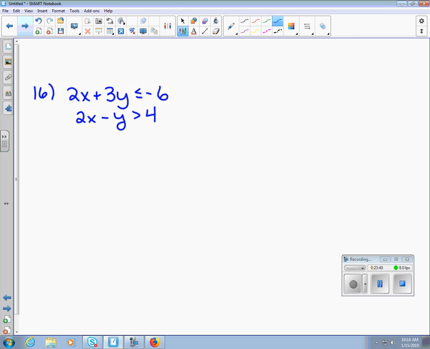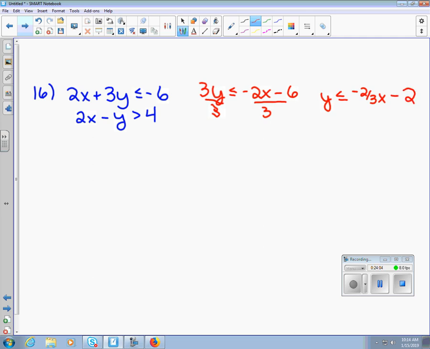So the first thing I would do in both equations is I would solve for y. So that would be my first approach. So we're going to have 3y is less than or equal to -2x, because I moved the 2x over, minus 6, and then divide by 3. So y is less than or equal to -2/3 x, and then minus 2.